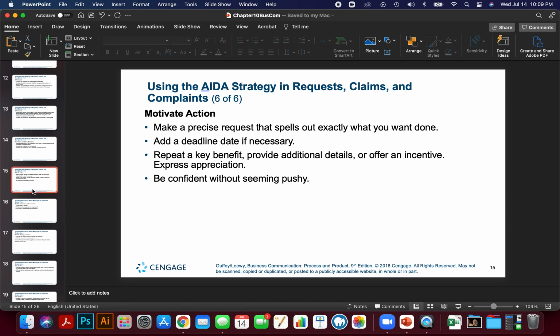Finally, we're going to motivate them to take action. We're going to make a precise request that spells out exactly what we want them to do. We're going to motivate them to act by a certain date if necessary. We're going to repeat the key benefit, provide any additional details, or offer an incentive. Finally, we're going to wrap it up by expressing appreciation for them considering it and be confident in them doing it without seeming pushy.